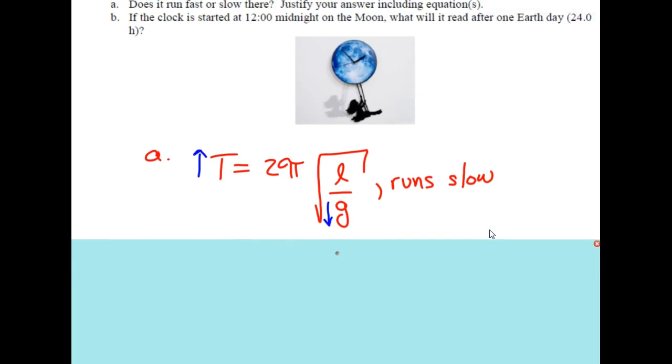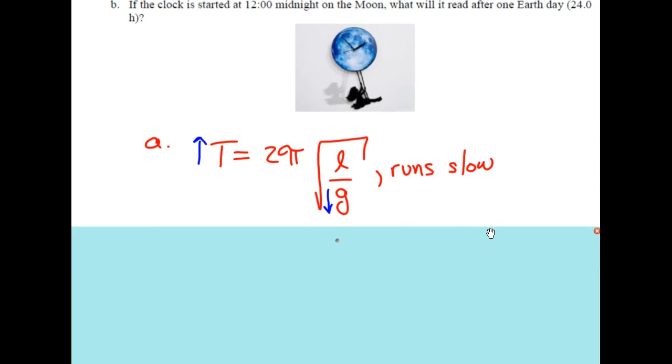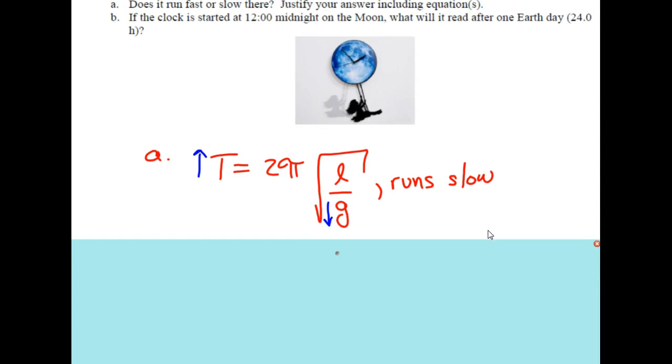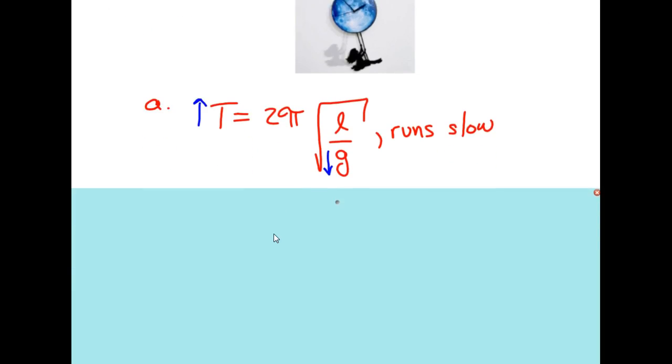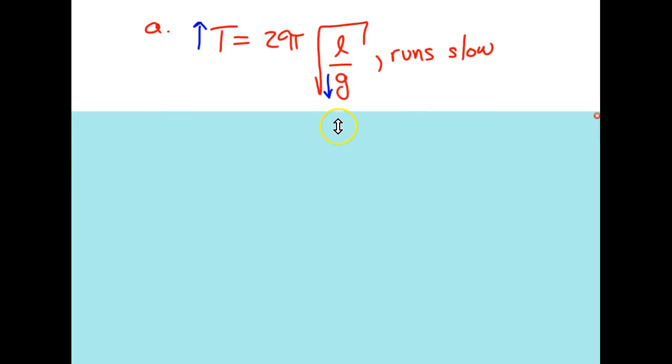Now we're going to use this idea to solve for what time it will be after 1 Earth day. What time would it be on the moon? Well, if it's running slow, that means it's going to be less than 1 Earth day. Using some logic, 1.63 meters per second squared is much less than half of the acceleration due to gravity on Earth. That means it's going to be much less than half a day. Let's see what the time here is and see if that makes sense.